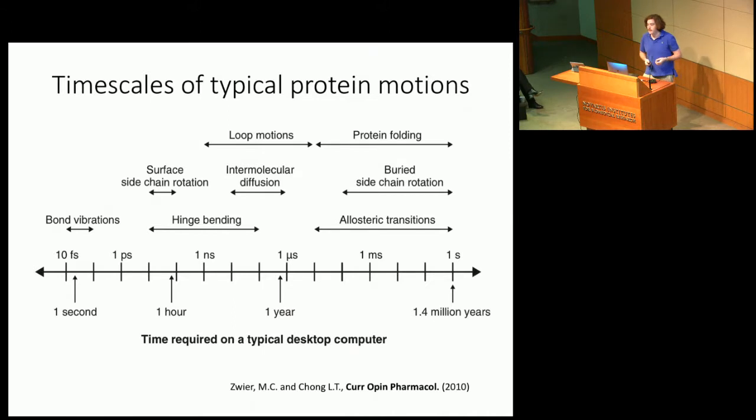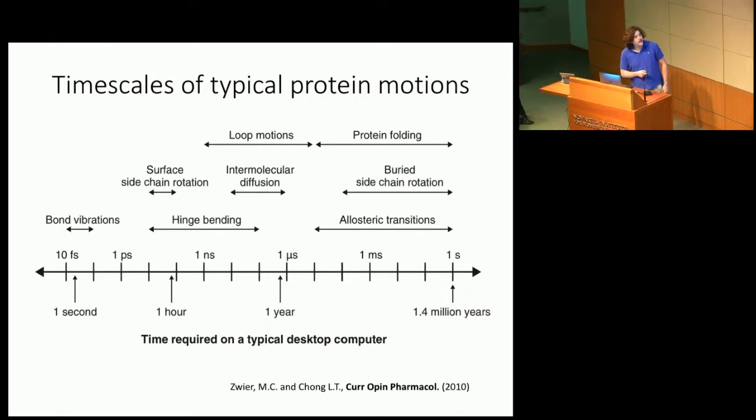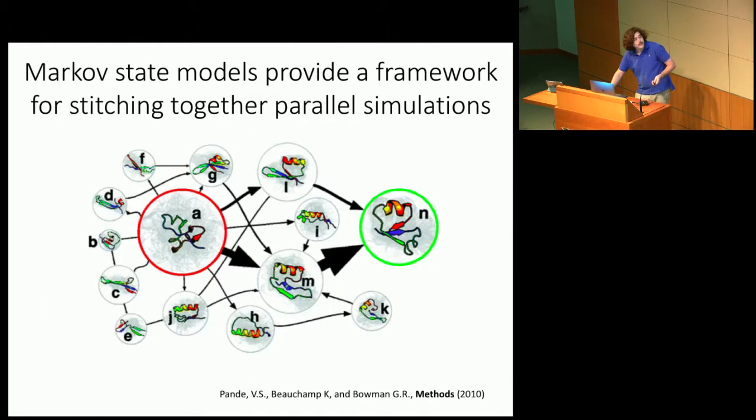So gathering sufficient data using a single long simulation can take an extraordinary amount of time. If we're interested in observing a protein folding event or allosteric transition, a single simulation on a desktop computer could take over 1 million years to simulate. Now, fortunate for us, there are a few other methods to getting at long timescale phenomena that preserve kinetics. And it should be no surprise that these use Markov state models.